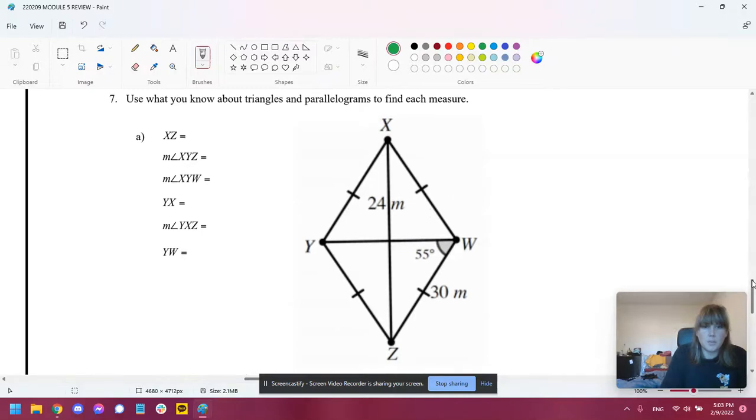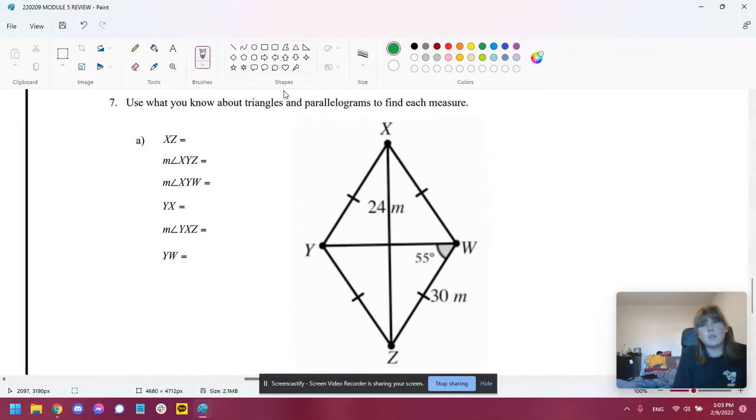Okay, use what you know about triangles and parallelograms to find each measure. This one, and I did this one with a couple of y'all, this one I'm actually going to fill in everything before I start. I'm really interested in that. So this orange line is 24. So this one is also going to be 24. This green line marked with one tick mark is 30. So all of these green lines are 30. Boom, boom, boom.